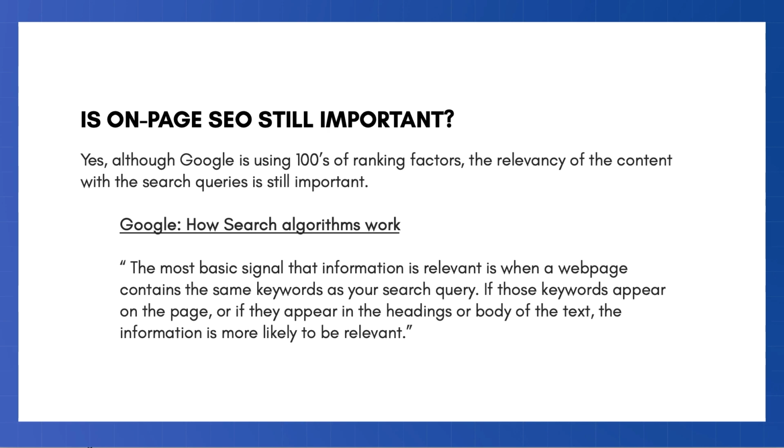Although Google is using hundreds of ranking factors, the relevancy of the content with the search queries is more important than ever. During the indexing and ranking process, search engines try to associate web pages with the search terms entered by users. Through on-page SEO, you can guide them as to which keywords you want your pages to rank for. As stated by Google, the most basic signal that information is relevant is when a web page contains the same keywords as your search query.